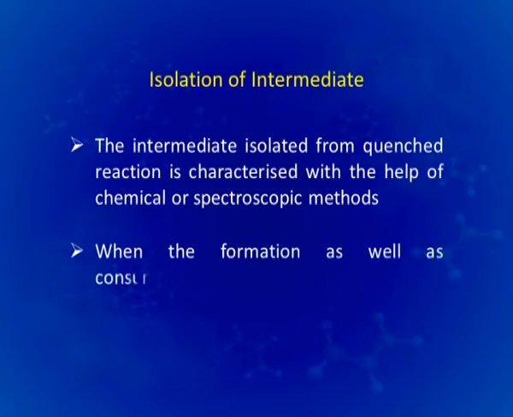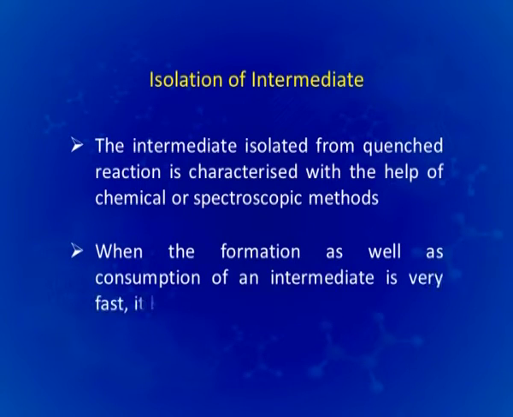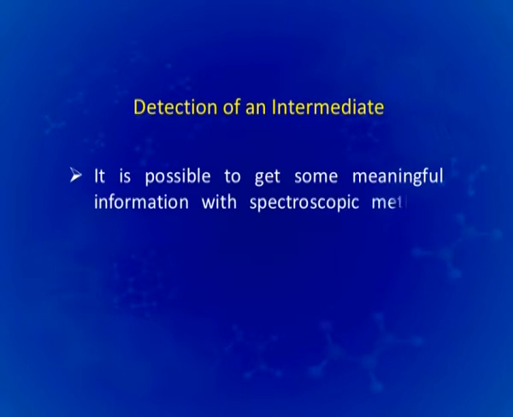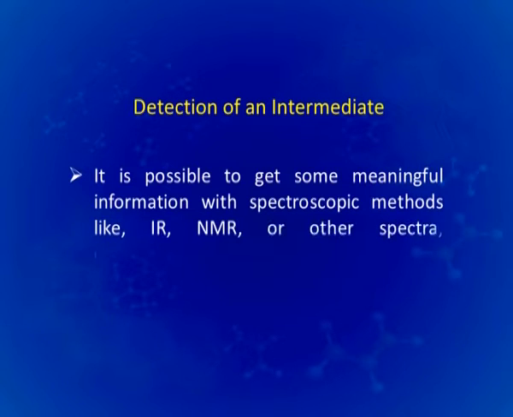This is the case when we say that the concentration of the intermediate is good and it is getting formed during the course of reaction without too much consumption. But when the formation as well as consumption of the intermediate is very fast, it becomes difficult to isolate it. What do we do then? We detect this intermediate which is not possible to isolate. So, it is possible to get some meaningful information with spectroscopic methods like IR, NMR or some other spectra.